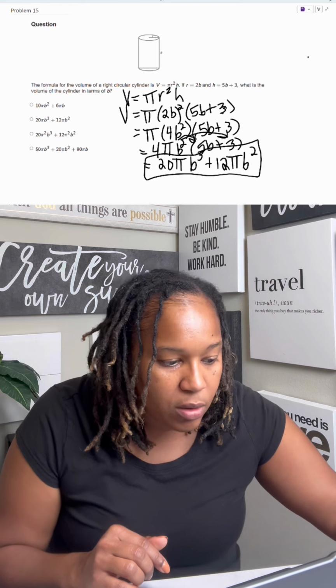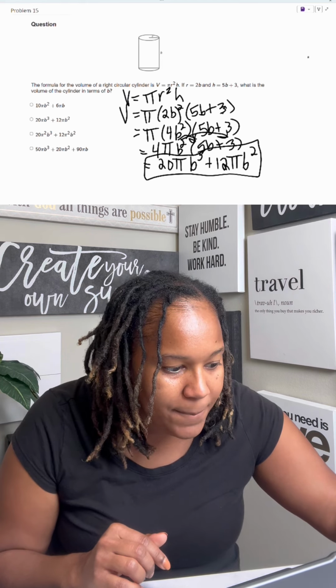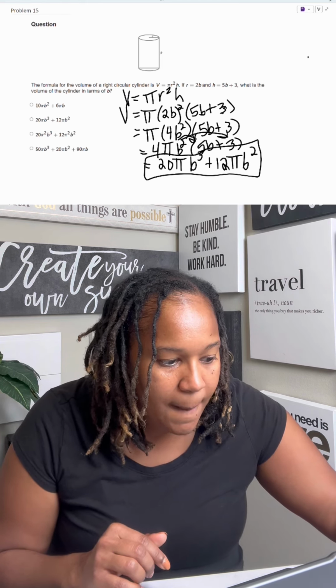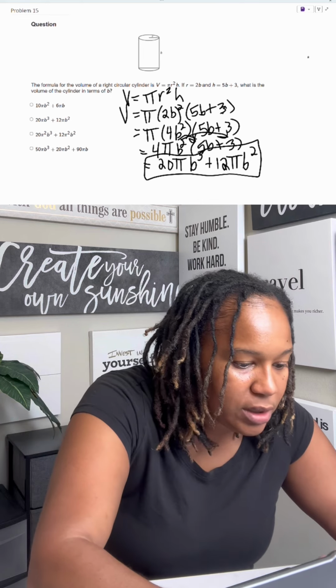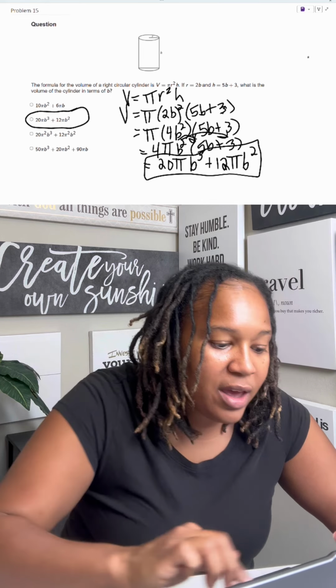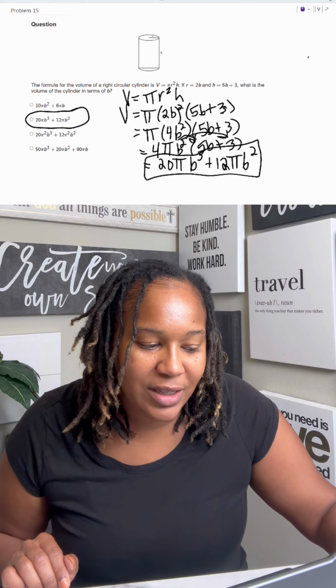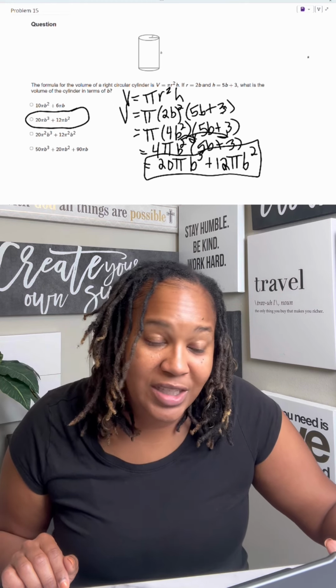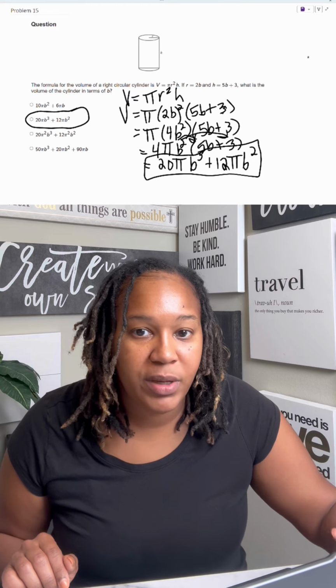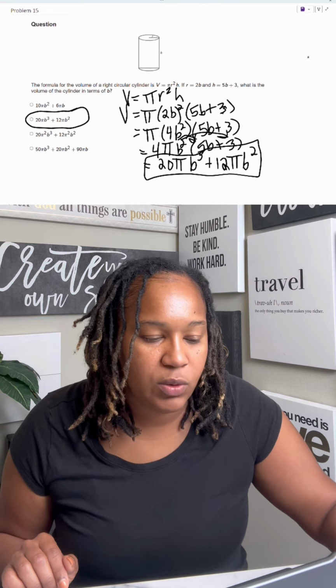And which one of those look like that? 20 pi b to the third plus 12 pi b squared. It's going to be your second option right here. You have to be really, really careful because notice the third option looks kind of similar, but it's actually different, okay? So your answer will be 20 pi b to the third plus 12 pi b squared.